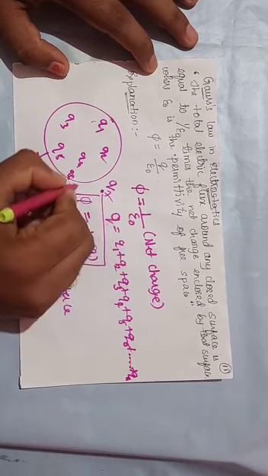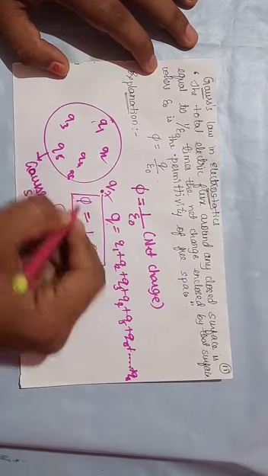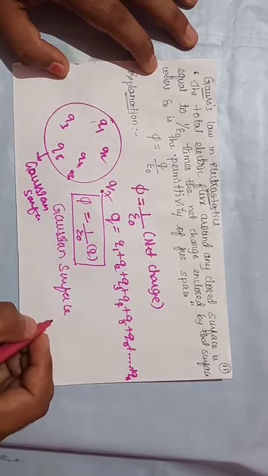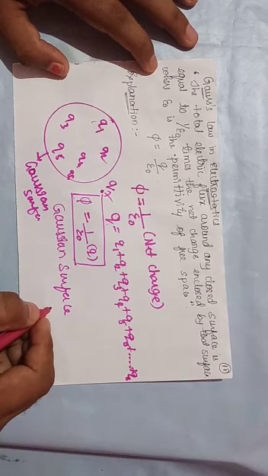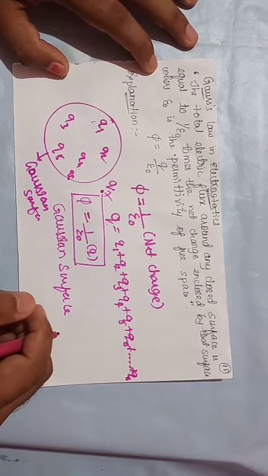The Gaussian surface is an imaginary surface. It is not real, it is an imaginary surface. By using this imaginary surface, we are going to find out the electric field from the system of charges.